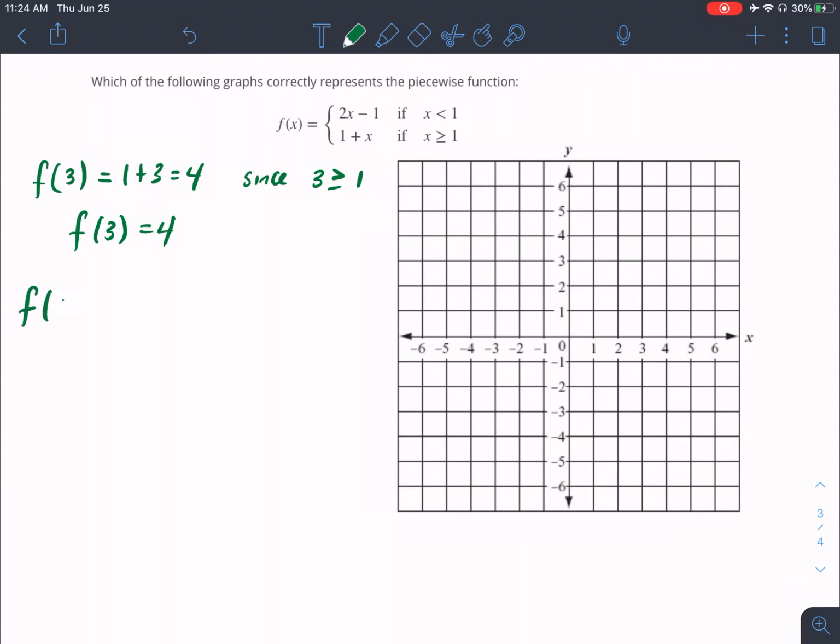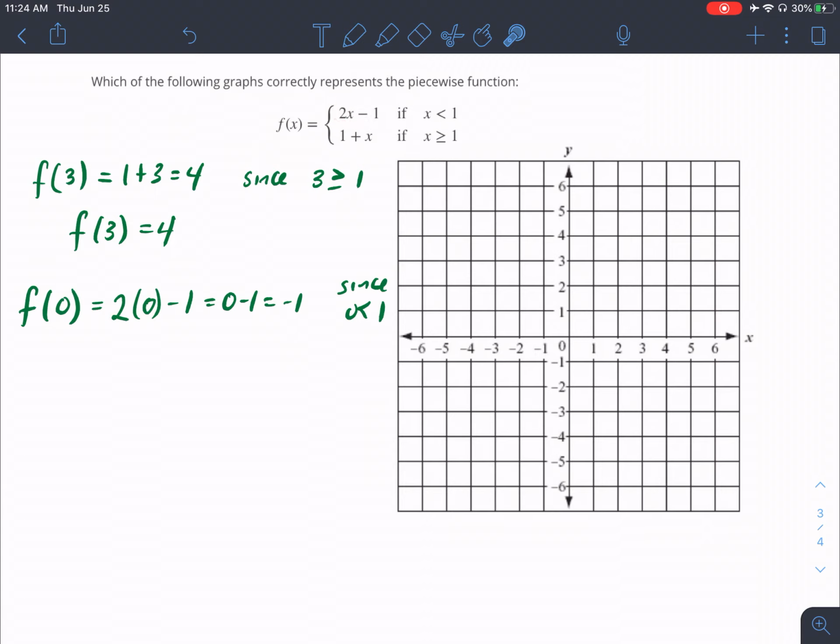Now, if I plug in something like 0, since 0 is strictly less than 1, I'm going to be using this linear function instead of the bottom one. So that means I'm going to be plugging 0 into the top linear function. So it's 2 times 0 minus 1. And then that's going to give me, what is that? 0 minus 1, which is negative 1, since 0 is strictly less than 1. Okay? So it's like a little program. You plug in an x value, you check the condition, and you say, does it satisfy this condition? No. Does it satisfy this condition? Yes. So I'm going to use this function.